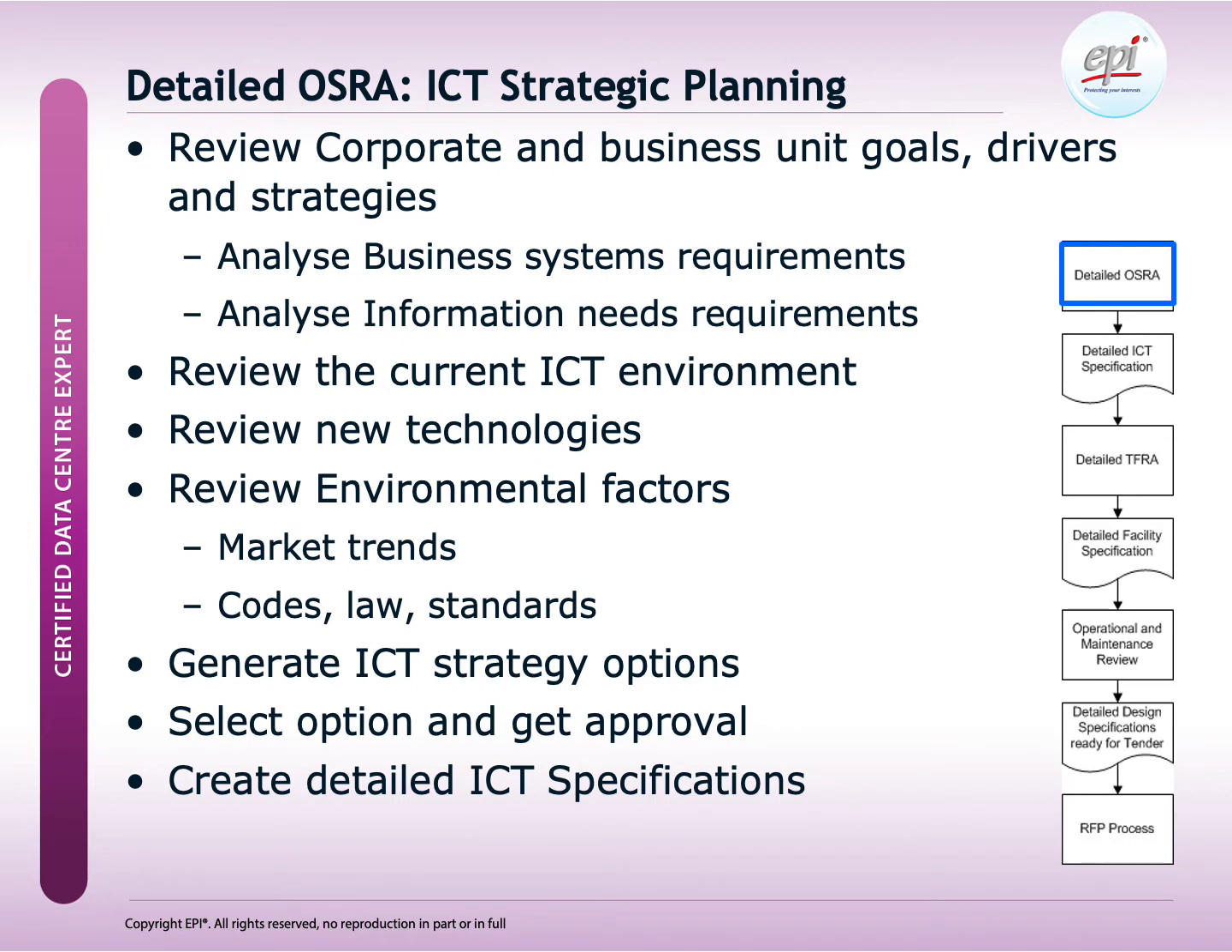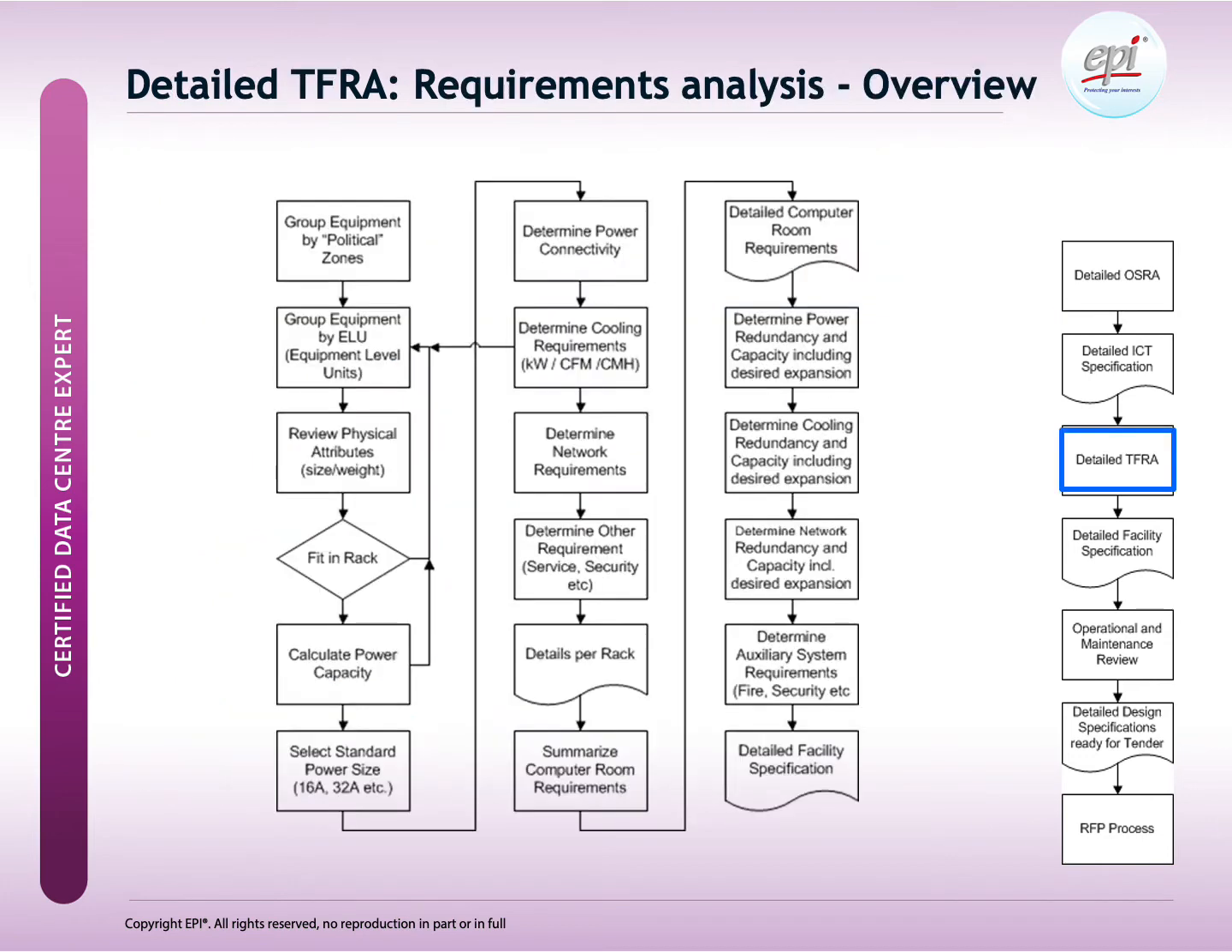In order to make a detailed data center design, we will need to complete the Operational Systems Requirement Analysis, or OSRA. This will give us the detailed ICT specifications as it is required by the business. Based on the detailed ICT specifications, we can proceed with the Technical Facilities Requirement Analysis that we call the TFRA. The steps for the TFRA process are shown on this slide.